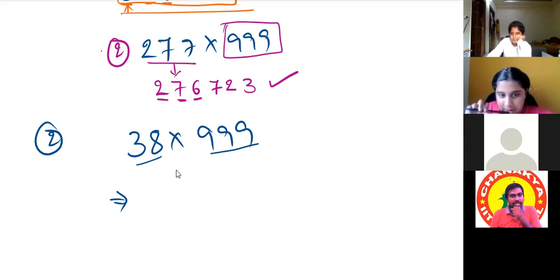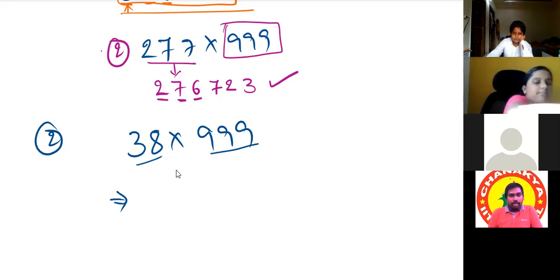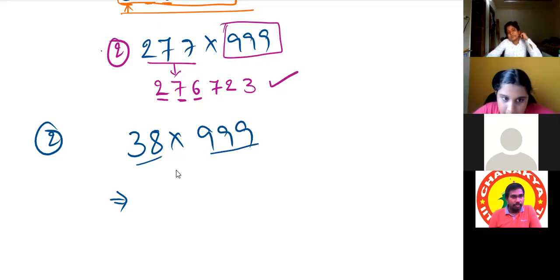The number of digits is less than the number of nines. Simply we can make the number of digits and the number of nines equal by placing zeros before the number, not after the number. If you place a 0 here, the number of digits is 3, but the value is not changed. We are not disturbing the question, right?